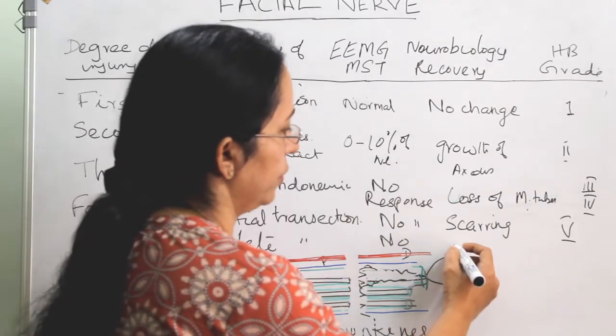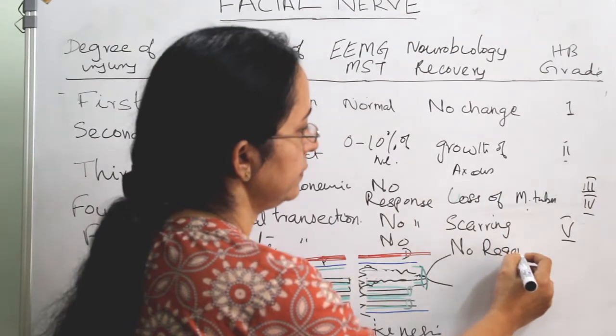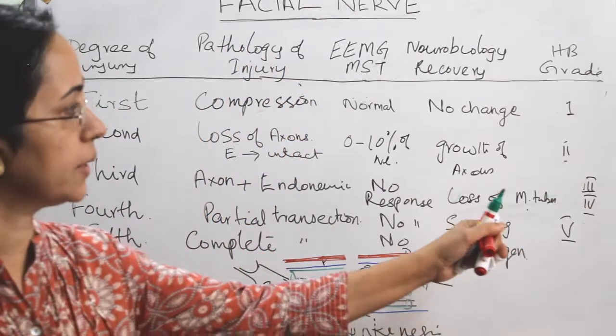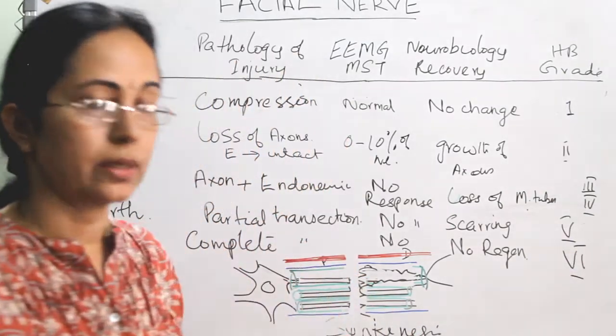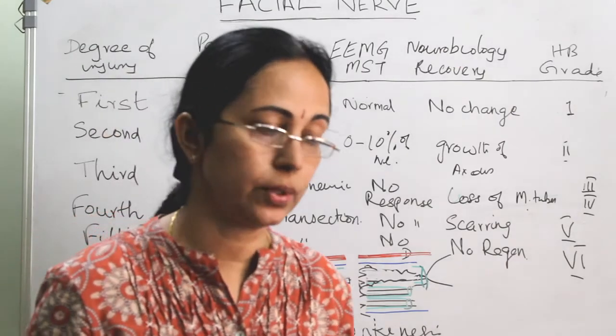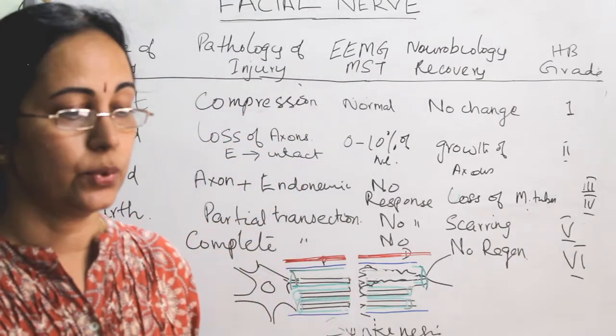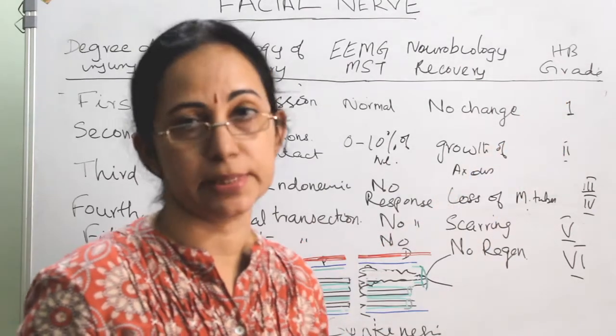So no regeneration. And what will be the House-Brackmann grading? Grading will be 6. Okay, total paralysis will be there. There will be no movement, no tone, no synkinesis, no contractures, no spasm. That is House-Brackmann grade 6.